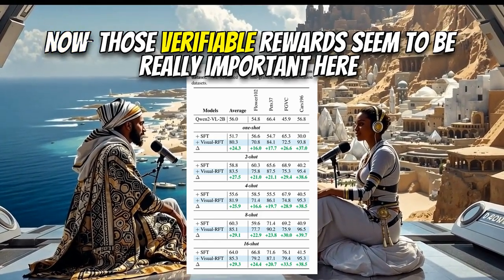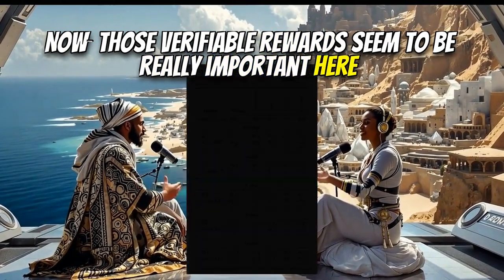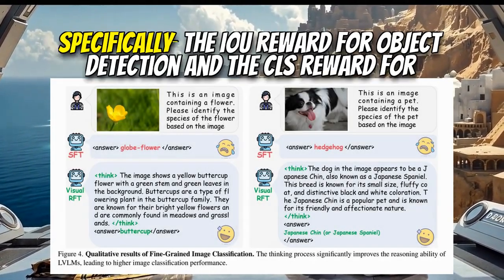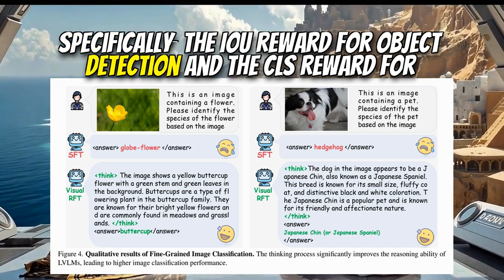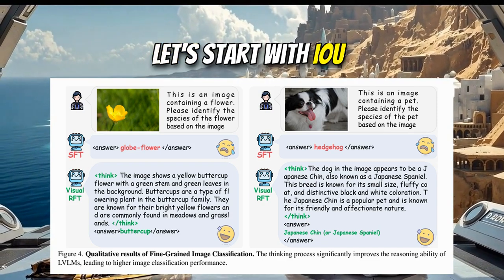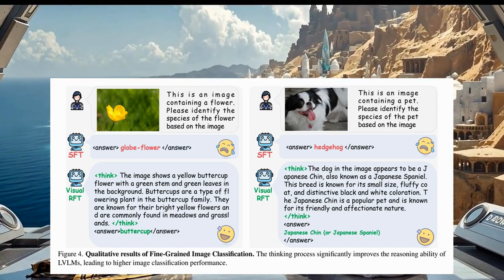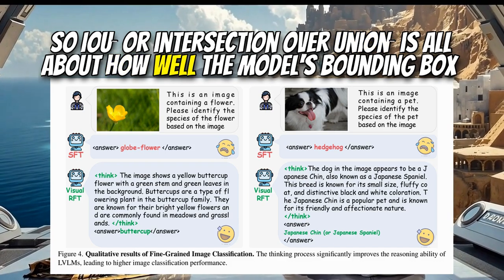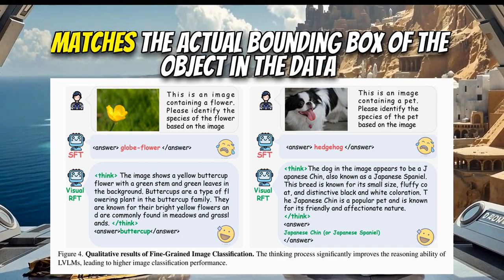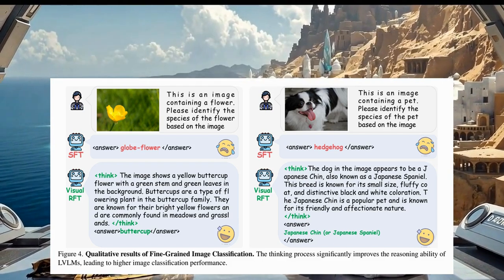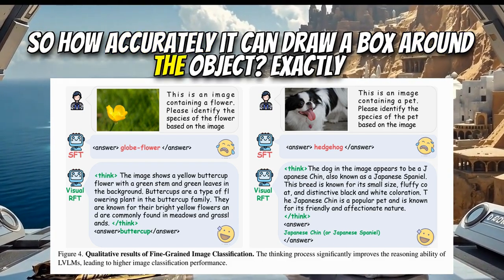Now, those verifiable rewards seem to be really important here. The paper goes into some detail about different reward functions, specifically the IOU reward for object detection and the CLS reward for classification. Let's start with IOU. What's that all about? Okay, so IOU, or intersection over union, is all about how well the model's bounding box matches the actual bounding box of the object in the data. So how accurately it can draw a box around the object.